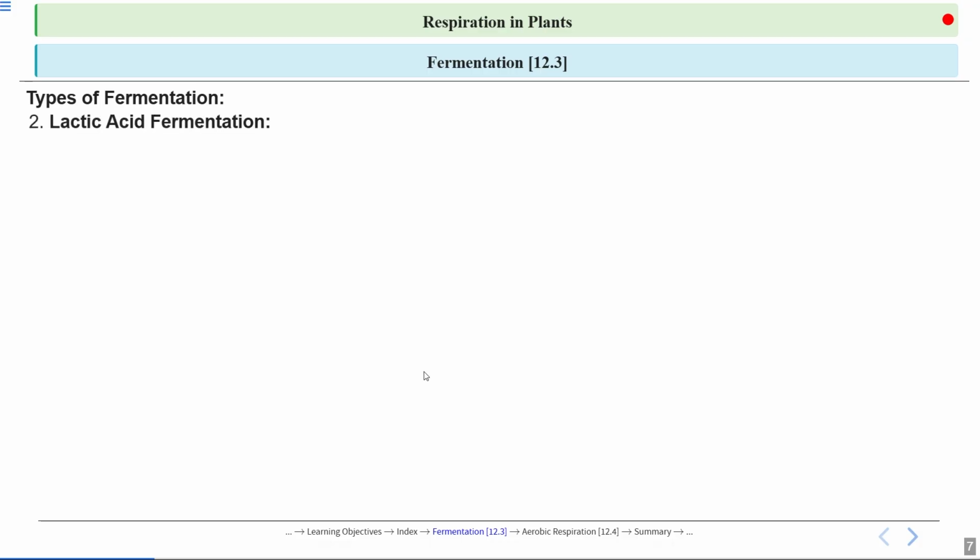Now let's talk about lactic acid fermentation. This is the second main type of fermentation we will be discussing. In this process, pyruvic acid is converted directly into lactic acid. So this is a one-step reaction, which makes it a quick way for cells to keep producing energy.